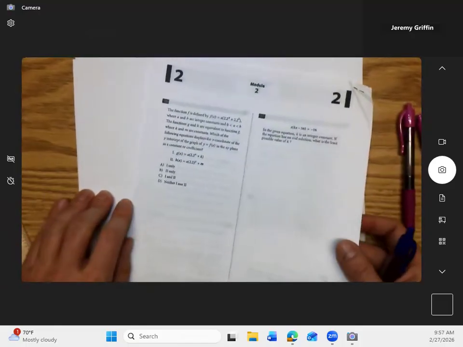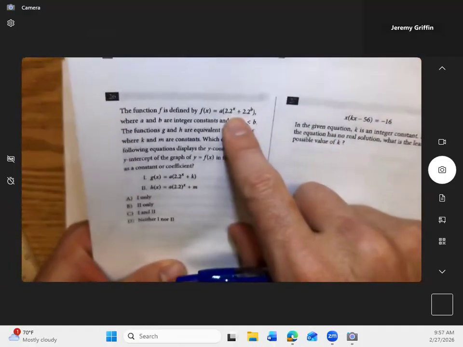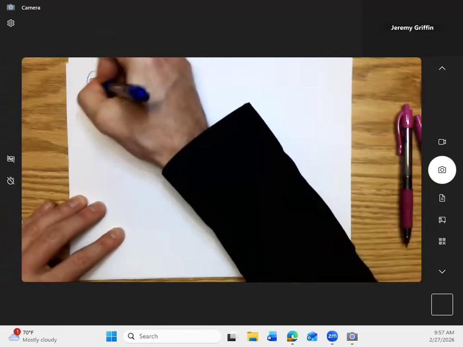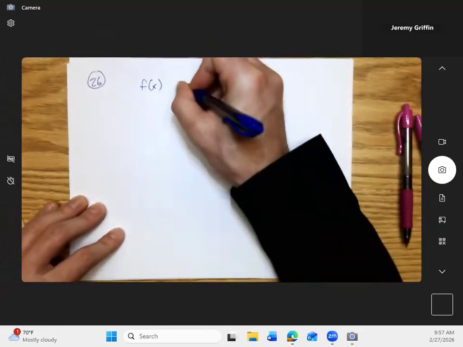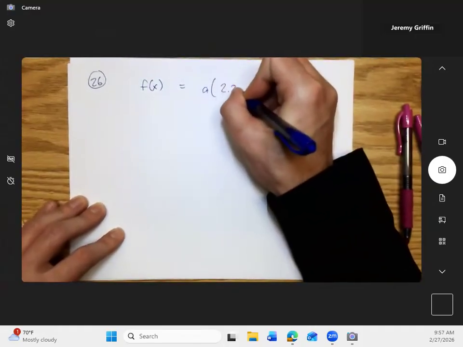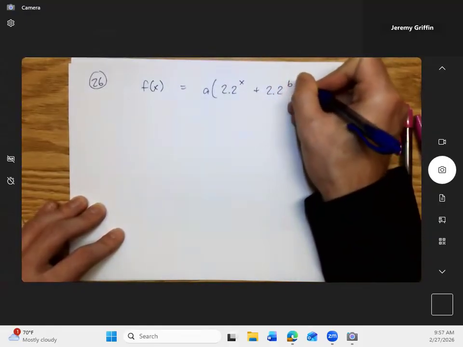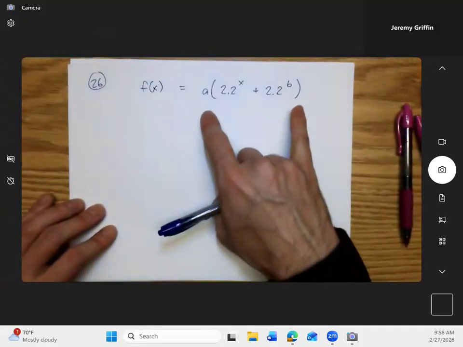Okay, 26. Got a function f defined by the, here, I'll go ahead and write this one down. 26. These last two questions, normally the last two are kind of tough. Let's find out. f of x equals a times 2.2 to the x plus 2.2 to the b, where a and b are integer constants.